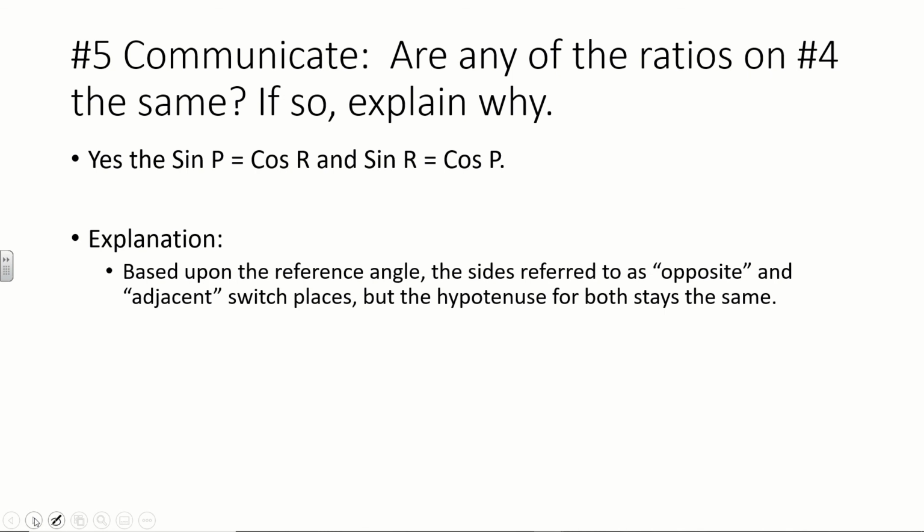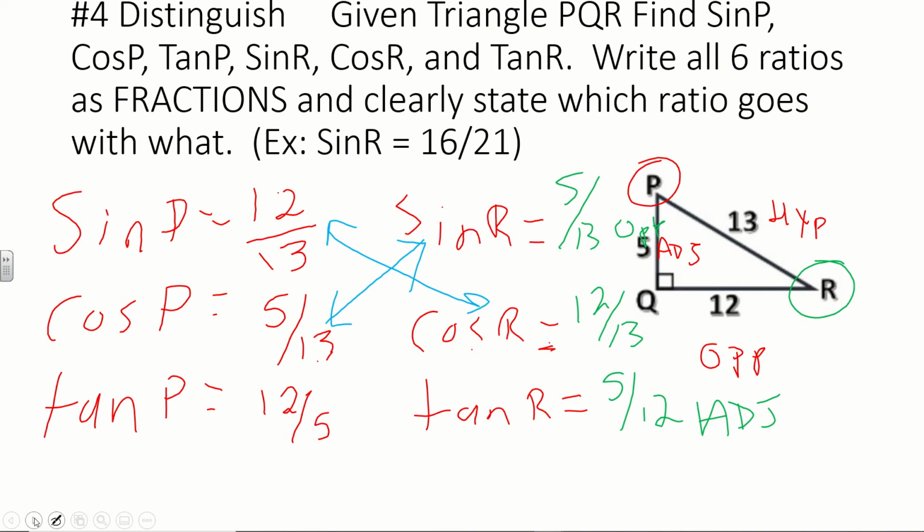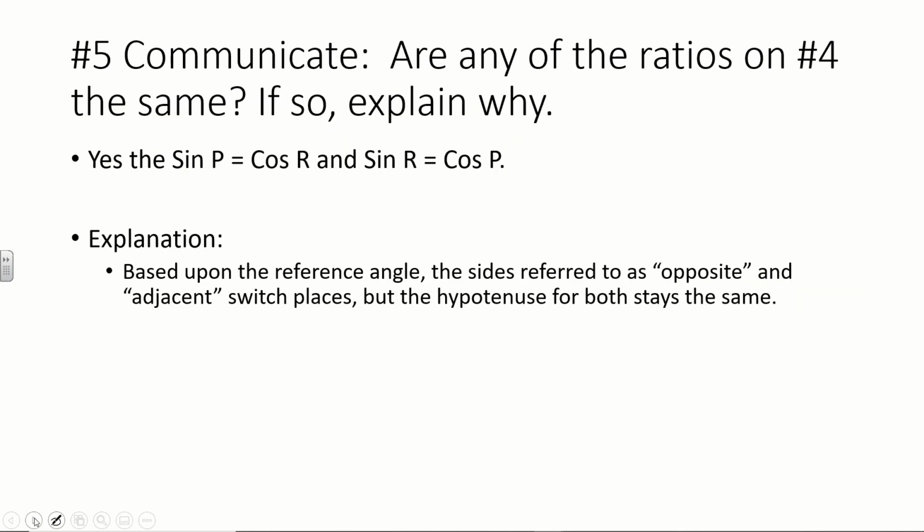So just like we showed in the diagram here, when we were at angle R, side PQ was opposite, but when we were at angle P, side PQ was the adjacent. So that's why the ratios are the same, is because the opposite and adjacent terms switch places in regards to the angle that they are talking about.